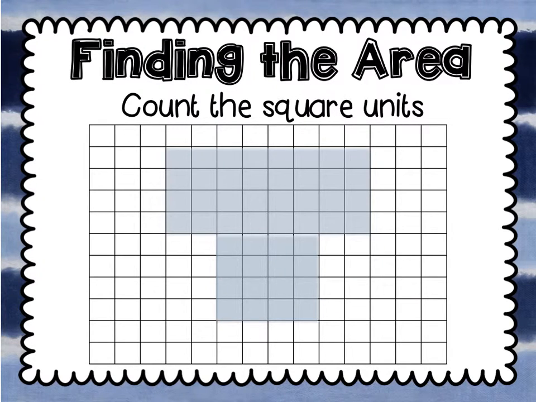When I have a shape with all straight sides, like the one we have here, it's easy to find the area. All I have to do is count the number of square units that are shaded. We're going to do that really quick together. I'm going to make tick marks in the squares so that I don't miscount.